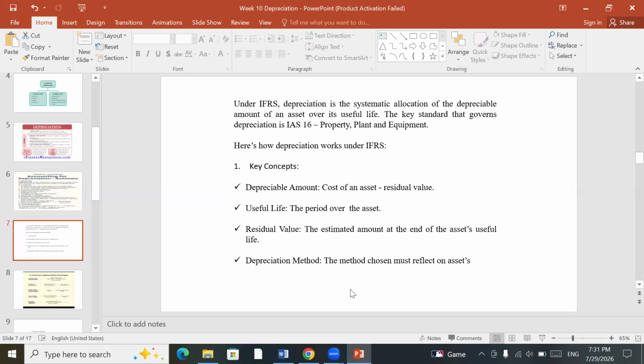Depreciation method: the method chosen must reflect the asset. So this is the concept of depreciation that is clearly mentioned in accounting rules and regulations, for example IFRS and especially IAS 16.